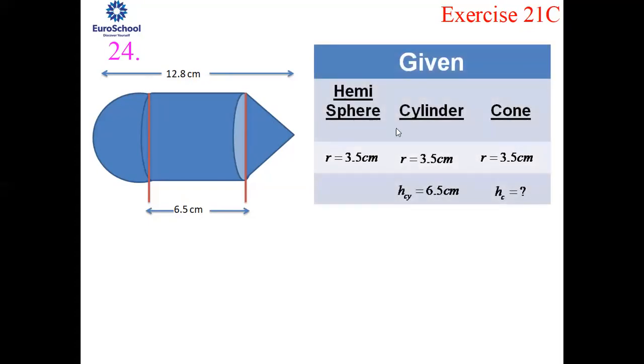So you have got a hemisphere, cylinder, and cone, and it is given that you have a common radius of 3.5. I have mentioned every radius to be R. I haven't separated it using a suffix because they have already mentioned in the question that everything has a common radius, which is 3.5 centimeters. So everything has been taken to be R itself without any suffix.